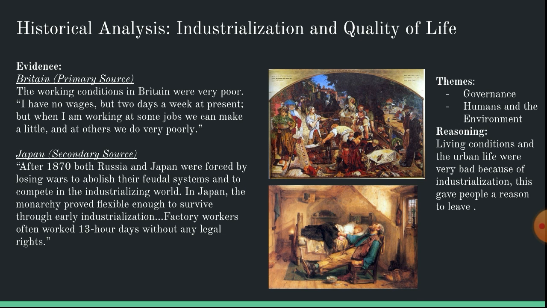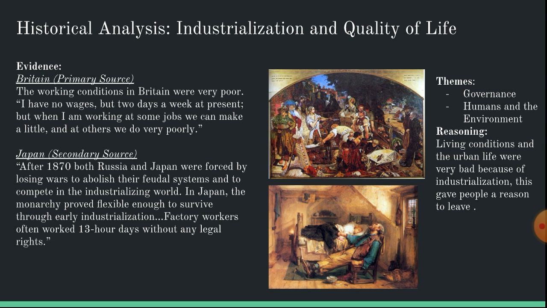The Industrial Revolution brought many people to urban areas but also created overpopulation. This resulted in poorer living conditions. This evidence about quality of life in Great Britain is a primary source from the diary entry of a worker who lived in Great Britain during the Industrial Revolution. He explains his own experiences with the poor working conditions, low wages, and long working hours. This evidence about quality of life in Japan is a secondary source from the Weatherhead East Asian Institute of Columbia University, a research paper that explains that Japanese factory workers often worked 13-hour days without any legal rights.